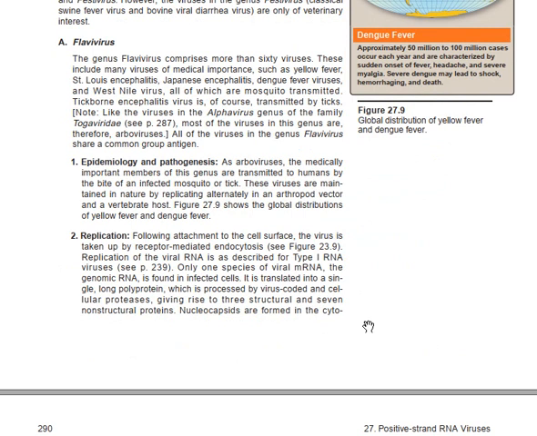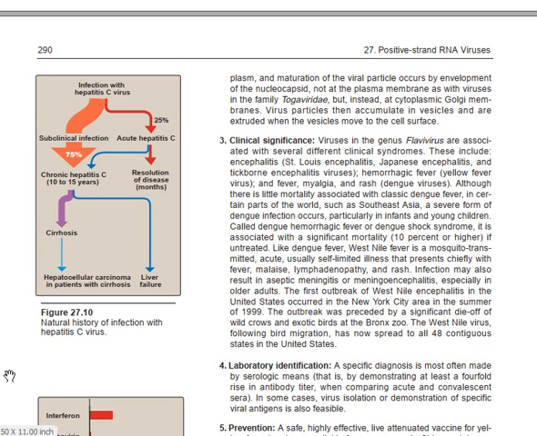So dengue fever is one that can result in hypovolemic shock and cause you to have hemorrhages all through the body. Is it clear? Now, what is the natural history of a patient with hepatitis C? Usually hepatitis C does not cause acute hepatitis, but it is more likely to cause chronic hepatitis.